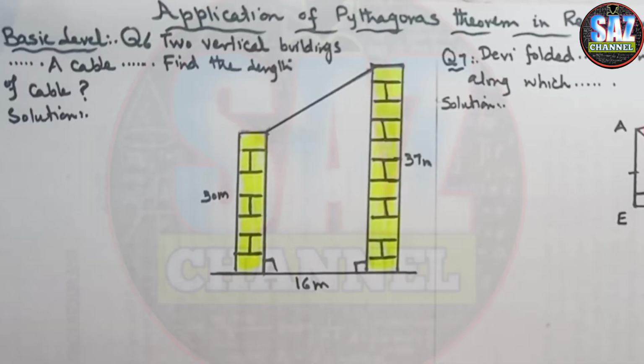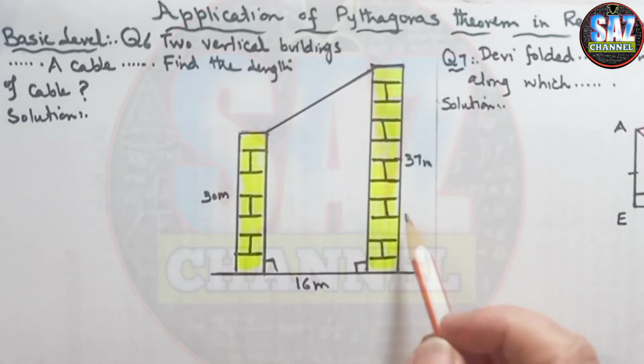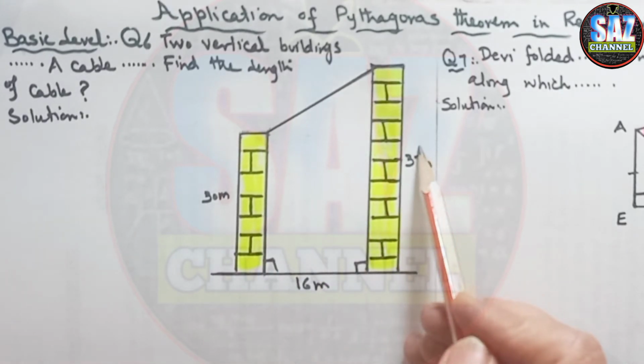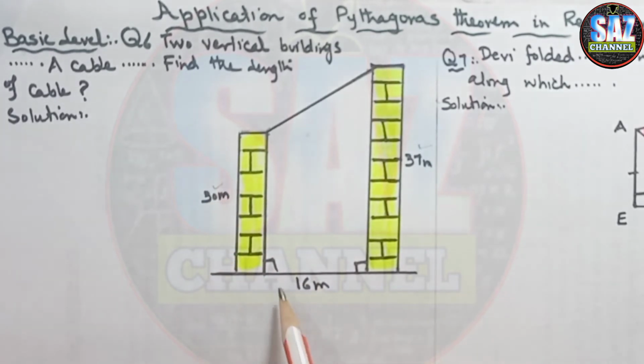Question says, two vertical buildings of height 30 meters and 37 meters are 16 meters apart. A cable is pulled taut and attached from the top of one building to the top of another building. Find the length of the cable. Okay, so the question is about the two buildings, and the height of one building is 37 meters and height of the other building is 30 meters, and distance between the buildings is 16 meters.